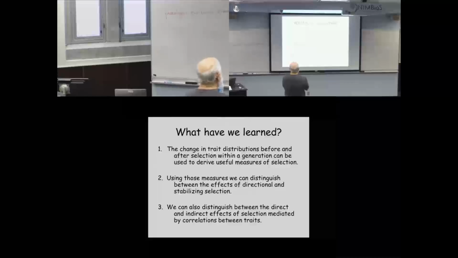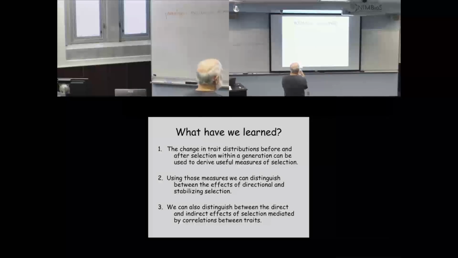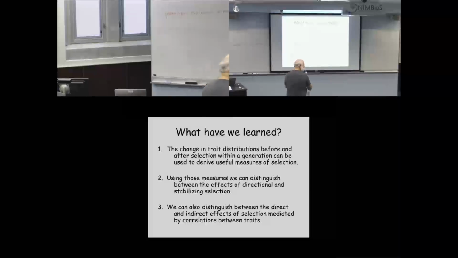What we've shown is the change in trait distributions before and after selection within a generation can be used to derive useful measures of selection. And the two major things that we accomplish is we can use those measures to distinguish between the effects of directional and stabilizing selection. Actually, using means and variances to do that had been going on since about 1890. But with these matrix formulations, we can also distinguish between the direct and indirect effects of selection that are mediated between the correlations between the traits.